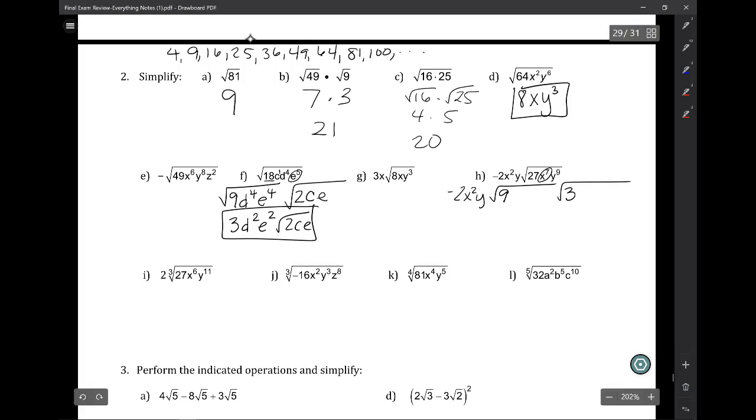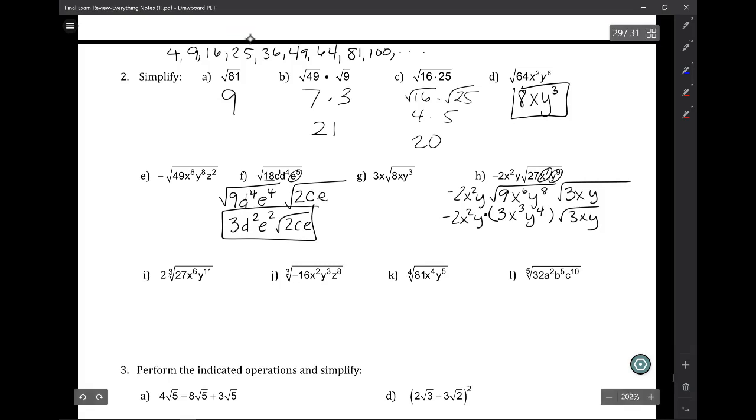X to the 7 is not even, so I break it up to be x6 and x1. And then same thing with y9, it's going to be y8 and y1. Then I apply the radical to the first square root. So everything else just kind of gets rewritten. Nothing changes in everything else. But in that middle radical, that middle thing, it's going to be turned into a 3x cubed y4. I just literally took the square root of everything in that first radical.